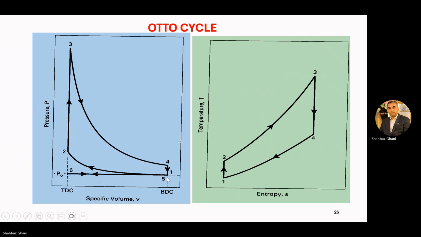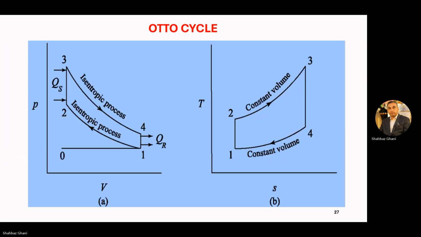At 4 to 1 or 4 to 5, you have exhaust blowdown. So temperature is dropping and pressure is dropping, and your entropy is also dropping. So this is your temperature entropy diagram of the same pressure volume diagram of an Otto cycle.